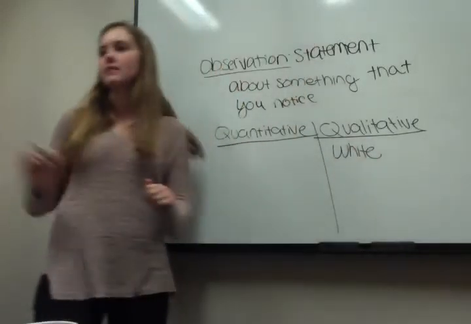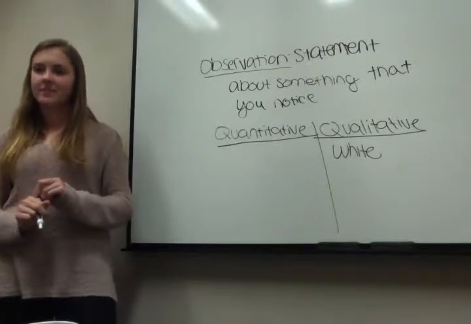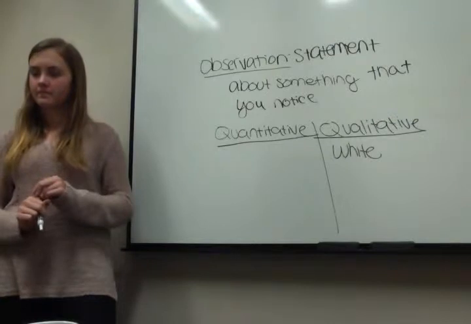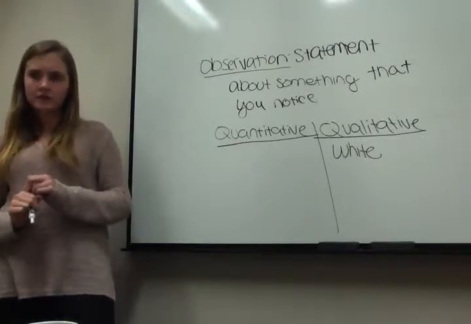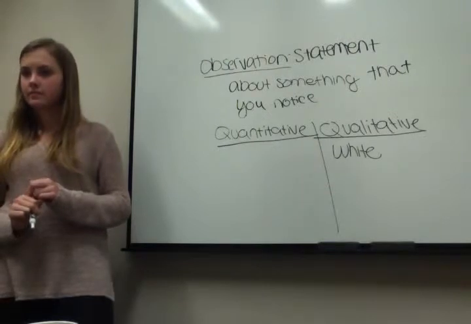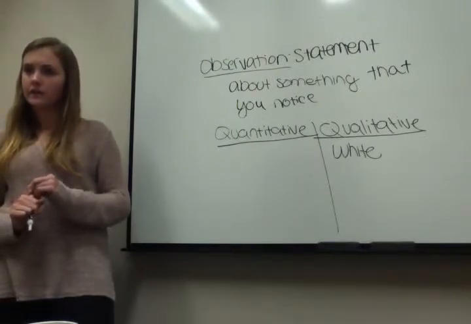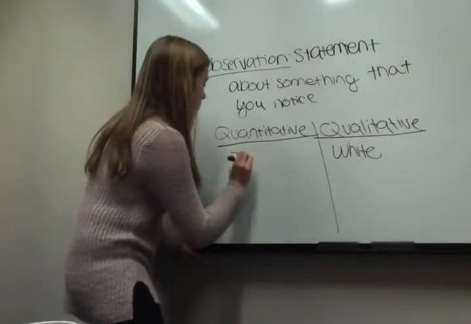Does anyone else have any observations? Maybe Jake, yeah? The owl has two eyes. Two eyes, good. What kind of observation do you think that is? Quantitative. Good, and why? Because that includes a number. Great. So it uses a number, so two eyes.